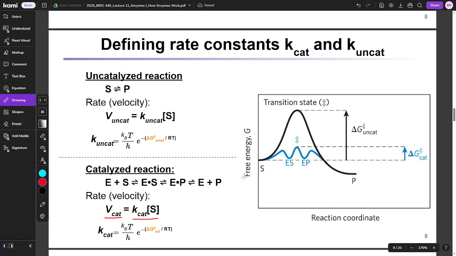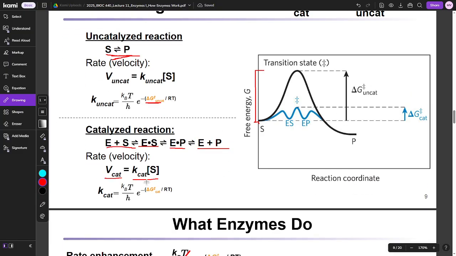This is just an interesting little schematic of how this works. For the uncatalyzed reaction, you just go from substrate to product. It's pretty slow. This delta G double dagger uncat is massive. It's like all the way from here to here. For the catalyzed reaction, you go from enzyme plus substrate to enzyme-substrate complex to enzyme-product complex to enzyme plus product.